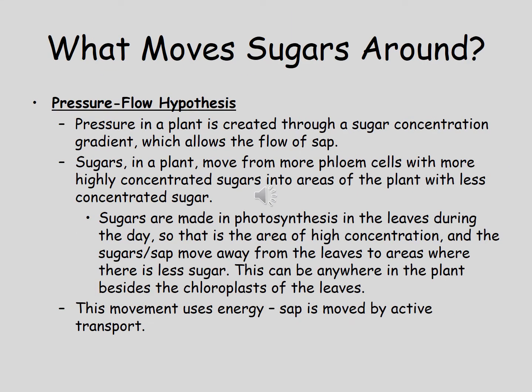So how do sugars move around? How does the sap move within the phloem? It moves by a different process than the xylem. It moves by the pressure flow hypothesis. Pressure in a plant is created through a sugar concentration gradient, meaning there are areas in the phloem that have more concentrated sugar in the sap, a lot more sugar in it than other areas. It's the simple process of diffusion where you have a more concentrated area. Those molecules there, like the sugar molecules in leaves where the sugar is made, have a much more highly concentrated sugar content than the other areas of the plant, the stems and the roots.